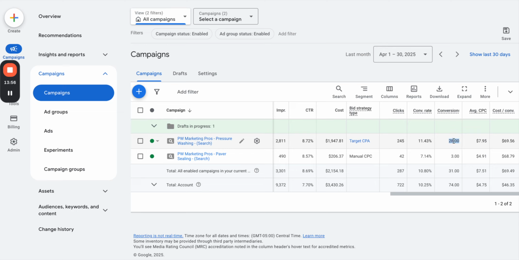I hope to keep this going, because for pressure washing, as you can see, 28 leads, spent $1,900, $69 a lead. Paver sealing, they spent $206. They got 3 leads at $68 a pop for that. And so overall, they spent $2,100, got 31 leads at $69 a lead. And so yeah, as you guys know, we've been able to slice that by like 40%, and we hope to continue to optimize this campaign.